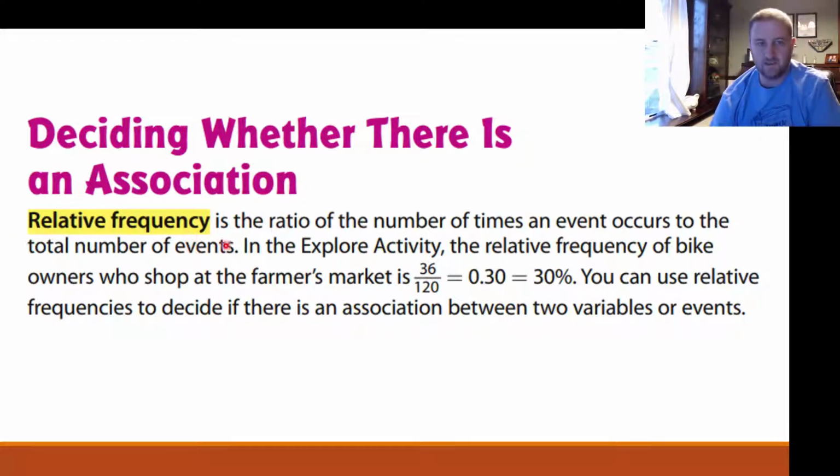Relative frequency is the ratio of the number of times an event occurs to the total number of events. So in Friday's Explore activity, the relative frequency of bike owners who shop at the farmer's market is 36 out of 120, which is 30%. You can use relative frequency to decide if there's an association between two variables or events.